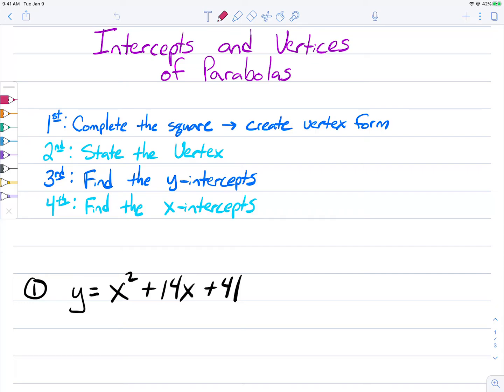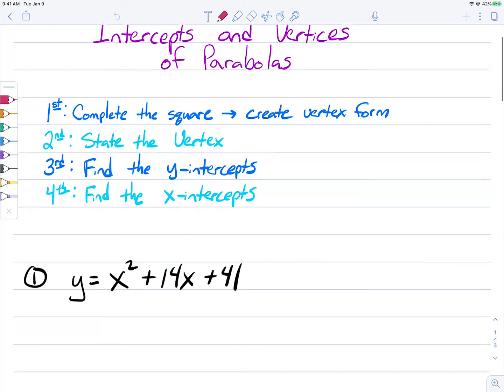Intercepts and vertices of parabolas. These notes are set up just like your assignment. The first thing you're going to do is complete the square to create the vertex form of your quadratic equation. Then you're going to state the vertex. You're going to find the y-intercept, and then you're going to find the x-intercepts.